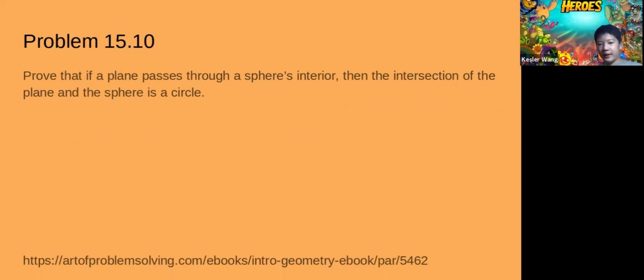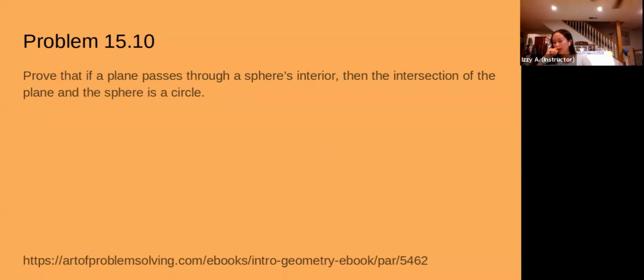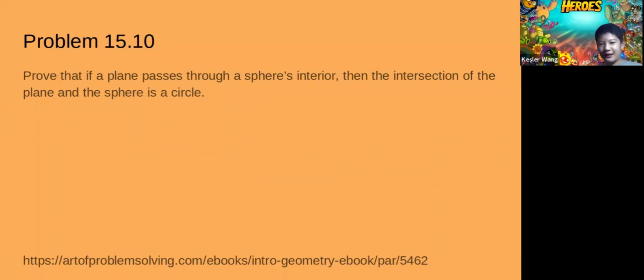I would say that because a sphere is a round shape, the interior of a sphere would be a circle. And if a plane happened to pass through it, the intersection of this plane and the sphere is the interior, which is a circle. Yeah, that's kind of pretty much it. That's what I tried to say.